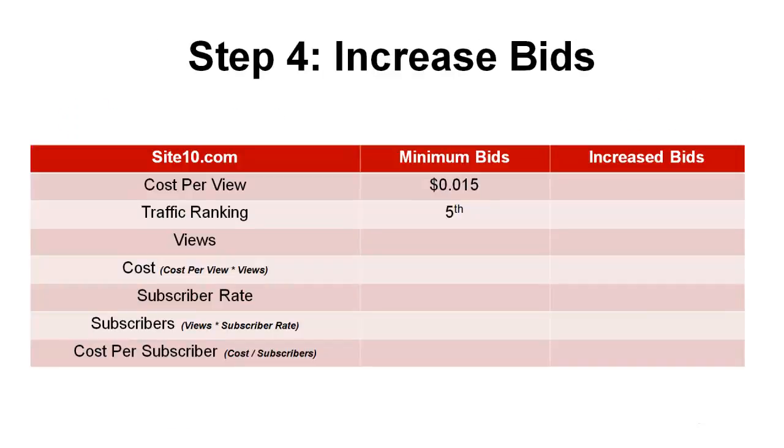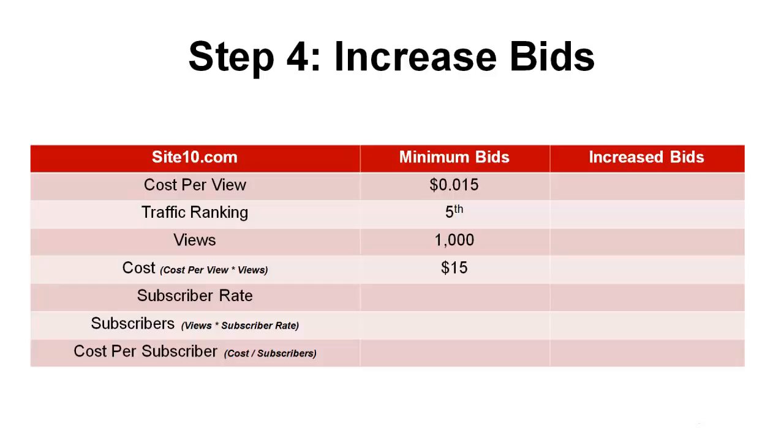Now, in step 4, I'm going to show you how you can increase your traffic by increasing your bids with good domains. So let's pretend that we start by bidding 1.5 cents for a particular domain, and we got ranked at the 5th position. Now, the higher we are ranked, the more traffic we'll get. In this case, the first position is the best ranking.